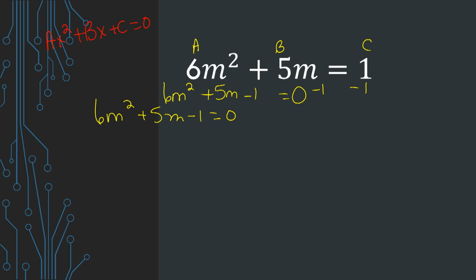Well, the first thing I notice is that my a is what? Exactly right. It's more than 1. I don't have any greatest common factors because I have 6, 5, and 1. So that means, what am I going to have to use? Exactly right. Bottoms up.